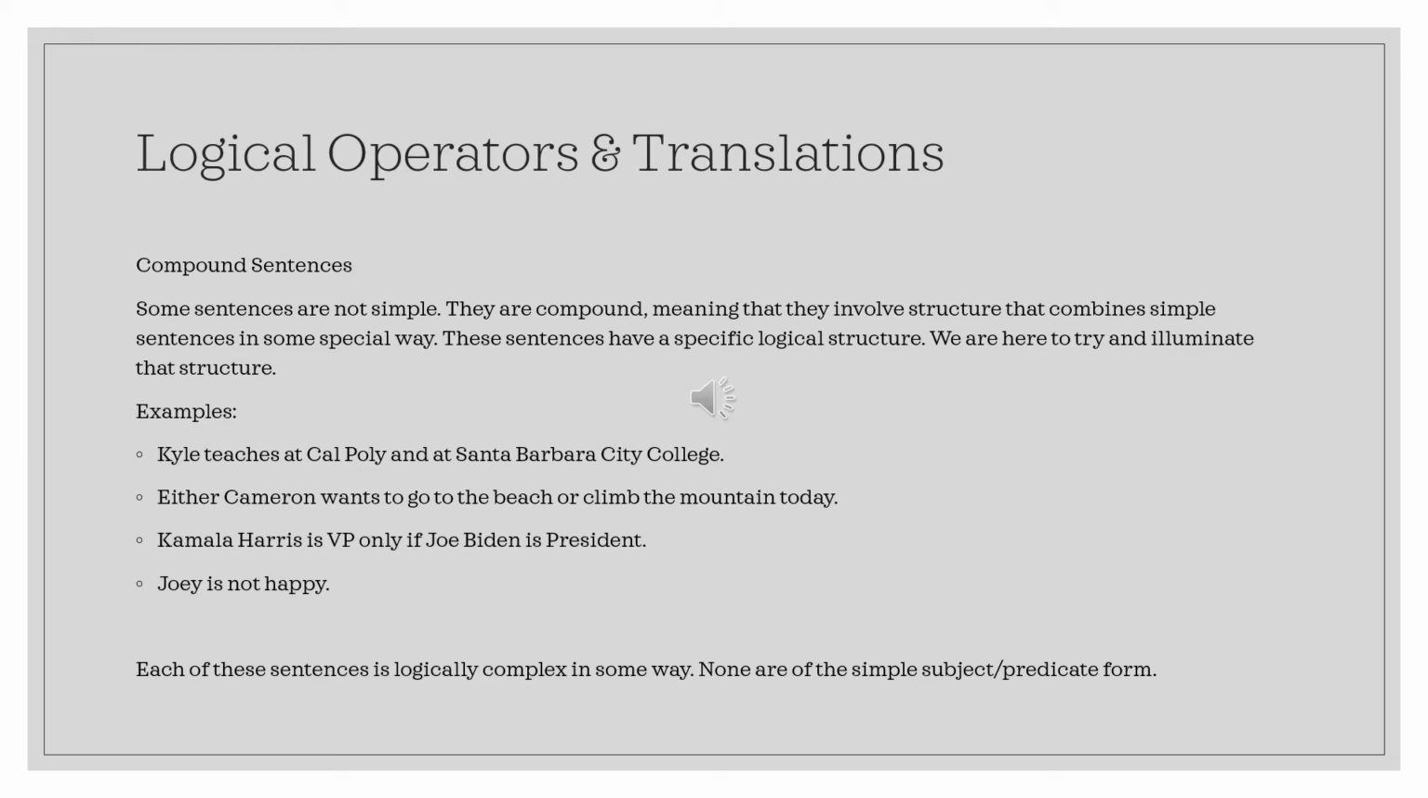So for example, here's a compound sentence. Kyle teaches at Cal Poly and at Santa Barbara City College. Another sentence. Either Cameron wants to go to the beach or climb the mountain today. Kamala Harris is vice president only if Joe Biden is president. And Joey is not happy. Now, each of these sentences is logically complex in some way. None of them are of the simple subject-predicate form because each of them contains at least one logical symbol or logical word.